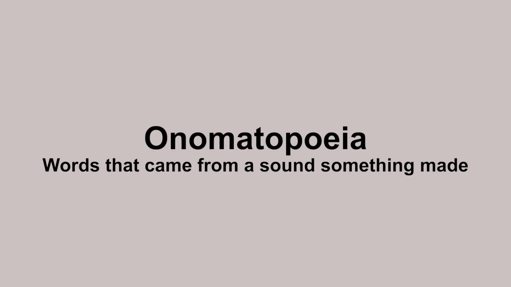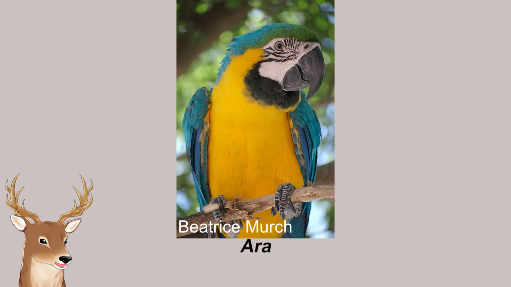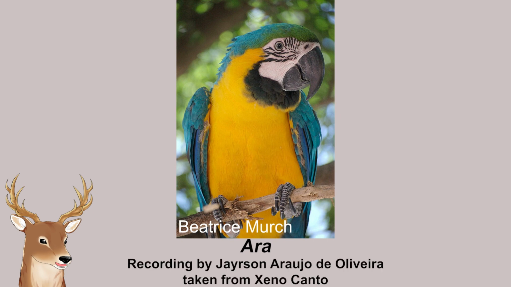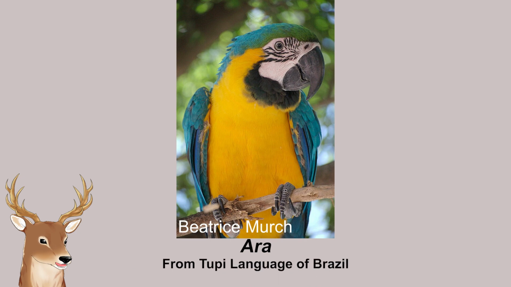Some names are the onomatopoeia of the song they make. For example, the genus Ara, which is an onomatopoeia of their sound. It is also what they are called in the Tupi language of Brazil.